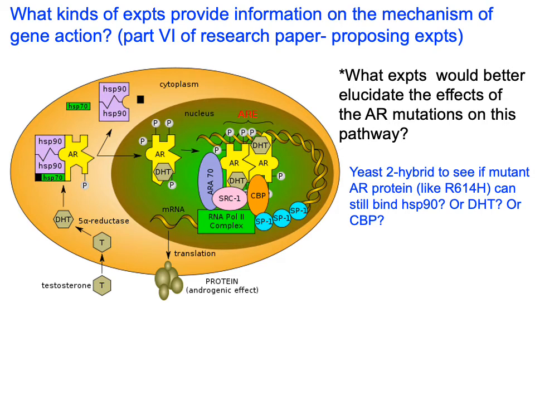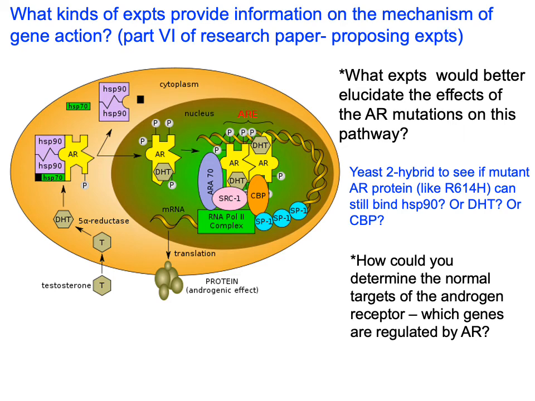We know that it normally binds to the purple HSP90 out in the cytoplasm. It would be interesting to know if the mutant form affects its ability to bind to that protein, or to DHT, or to CBP, or any of the other binding partners that are shown in this pathway. So that would be one kind of experiment you could propose, using a method we've already learned about in modules 1 and 2, but now kind of applying that method to ask a novel question to further understand the protein of interest.